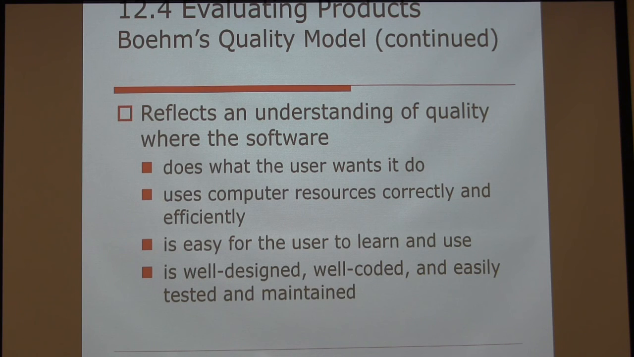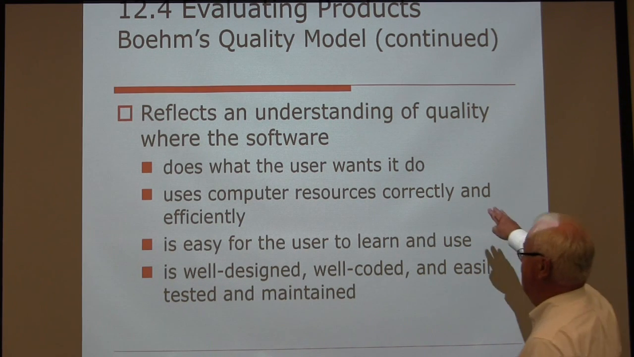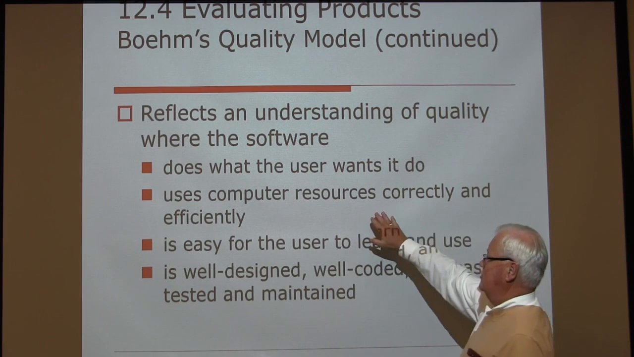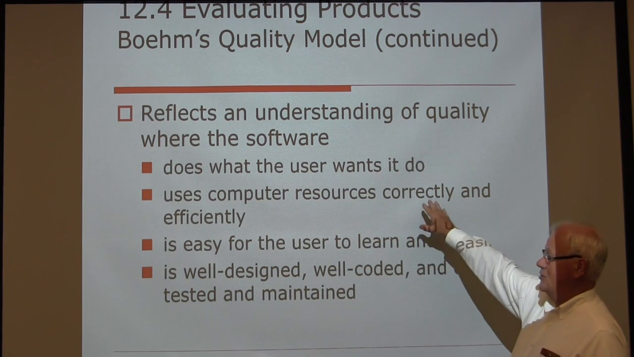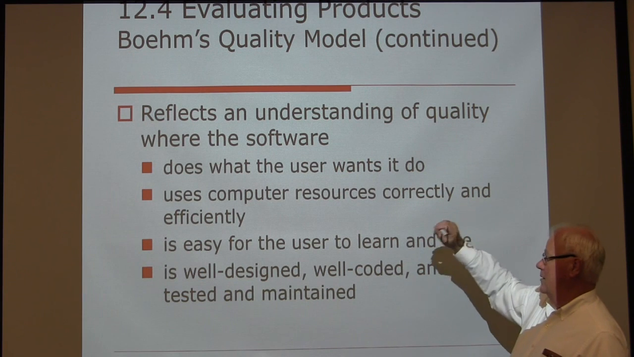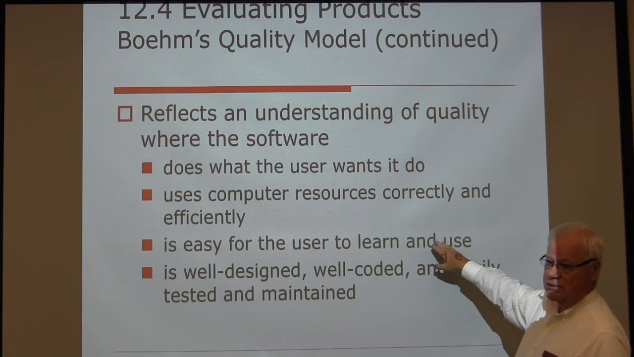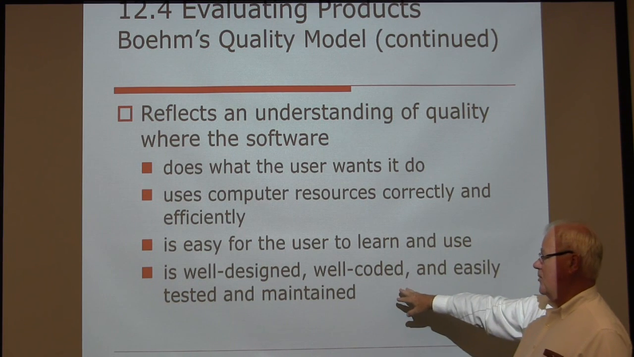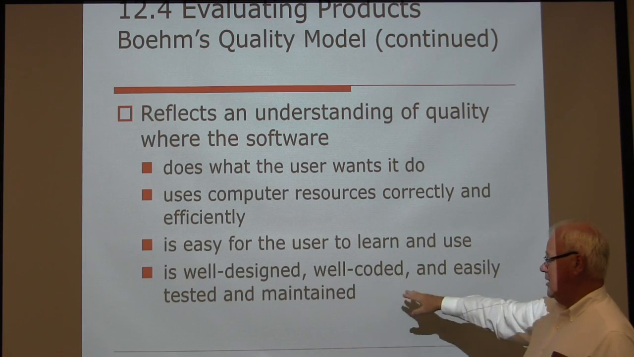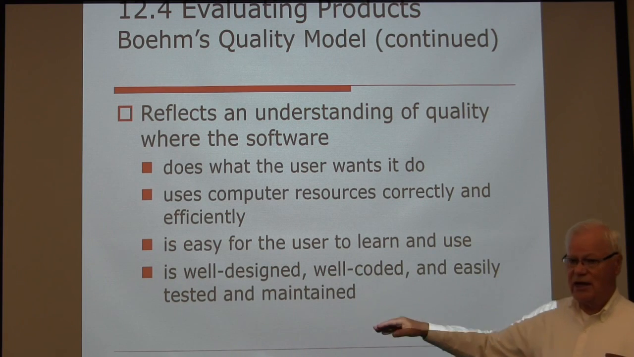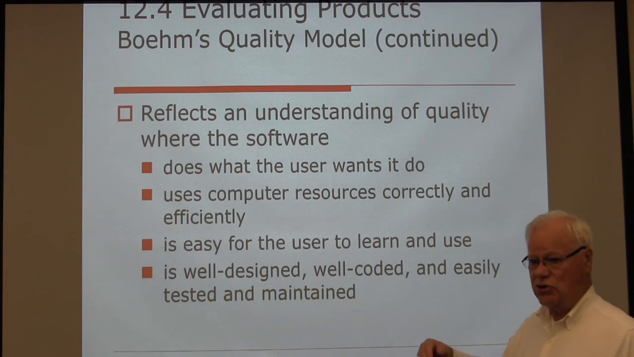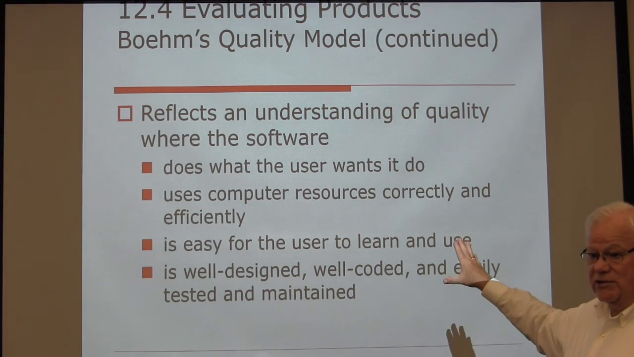So Boehm's model reflects an understanding of quality where the software does what the user wants it to do, requirements, uses computer resources correctly and efficiently, is easy for the user to learn and use, as with our screens, is well designed, well coded, and easily tested and maintained. And you can see where the standards all direct us to being successful in these areas.